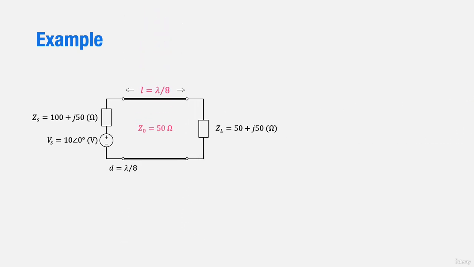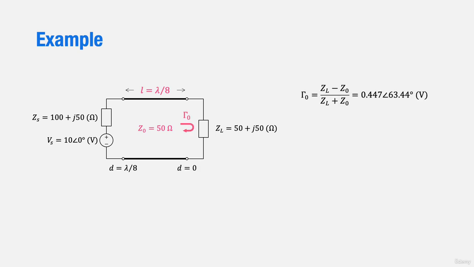Now, if we connect a transmission line between the source and load, the line length is 1/8 wavelength, and its characteristic impedance is 50 ohm. Our goal is to determine the voltage on the load. However, things become more complex as we cannot simply apply the voltage divider rule to find the answer in one step, since the load impedance is transformed to a different impedance by the 1/8 wavelength line.